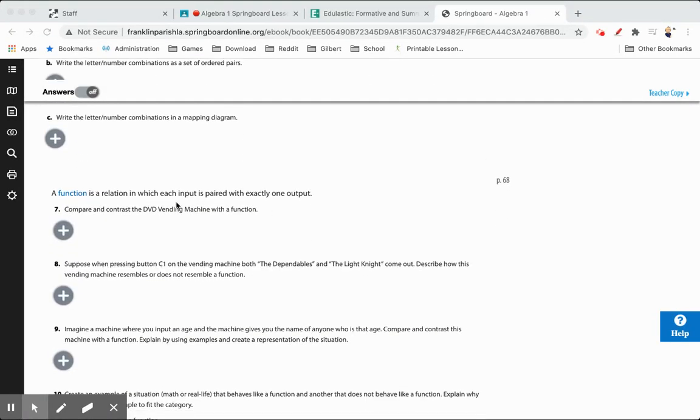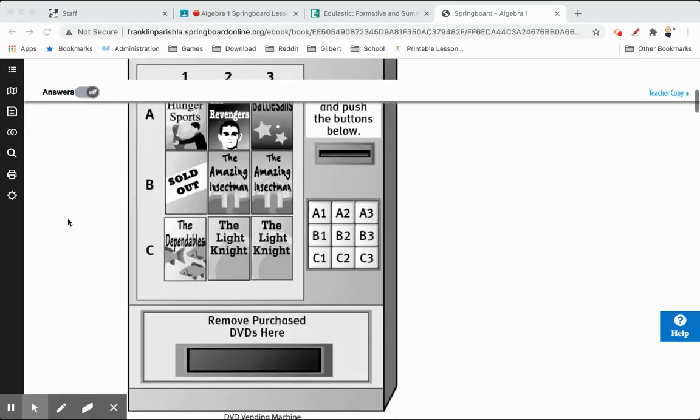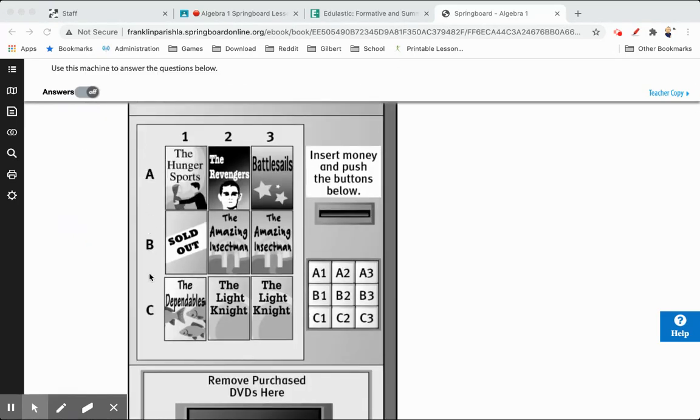So number 7, a function is a relation in which each input is paired with exactly one output. Each number you put in can only give you one output for a function. Okay, definition of a function, one output. Compare and contrast the DVD vending machine with a function. Well, right here, each button I press, A1, A2, A3, A4, A5, B1, B2, B3, C1, C2, C3, each one gives me one output. One thing happens when I press each of those buttons.